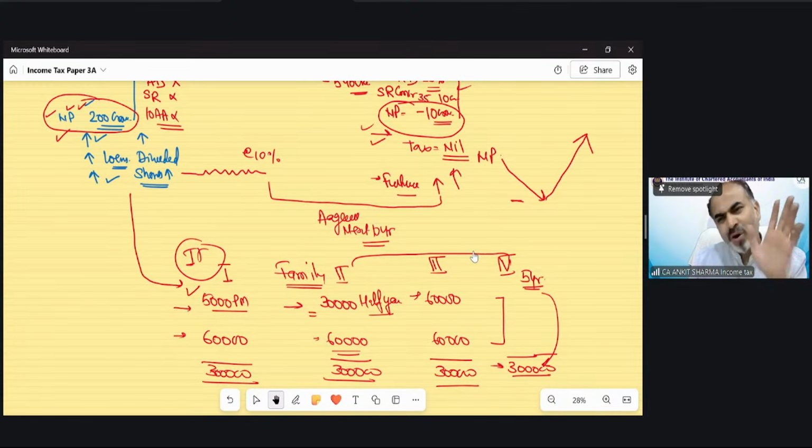Aggregate profit would be almost same, correct? मतलब we are not talking exactly same, but there would not be that much difference. Okay, सब समझ गए? Very good.